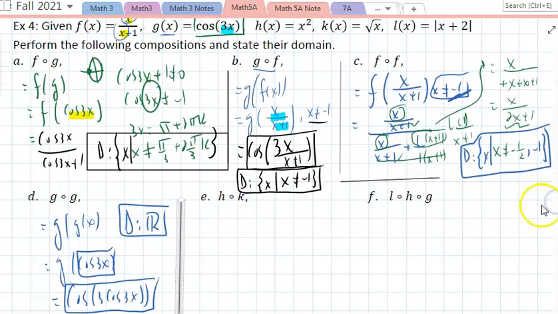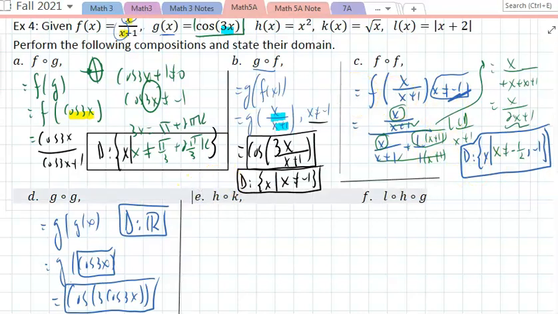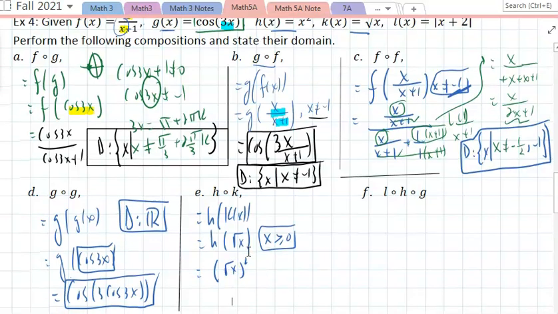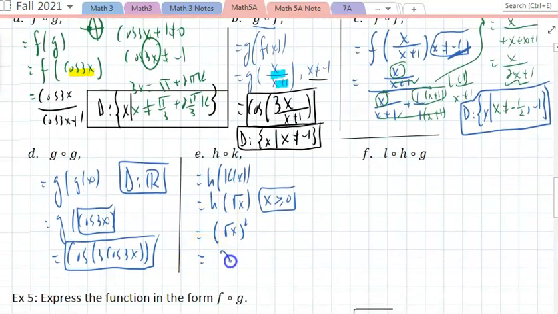And then we get to the next, and that's h composite k. That's a tricky one. Be careful with that. There's h, there's k. That is h of k of x. K of x is radical x, so automatically x must be bigger than or equal to 0. And if I go to h, h is x squared. So take the square and put it in there. And then my answer is x.